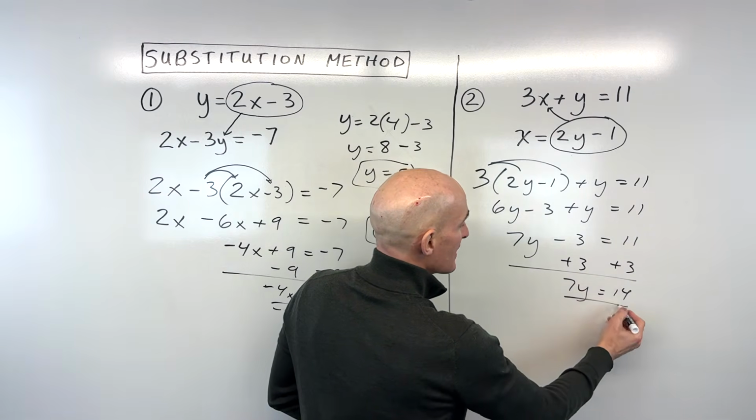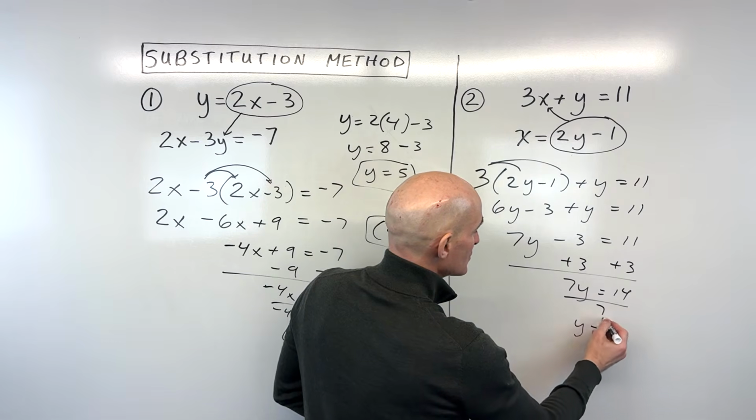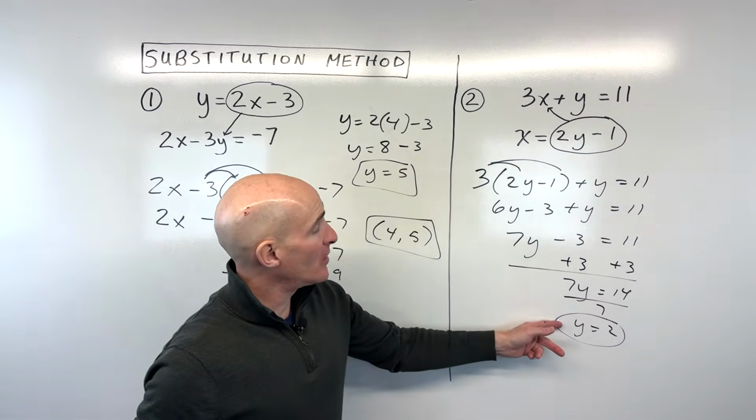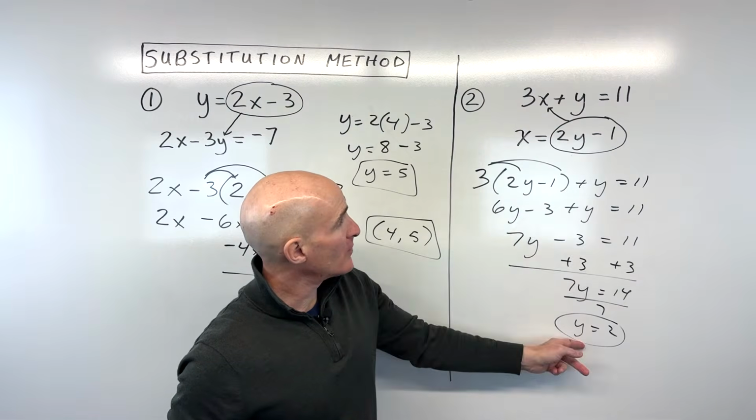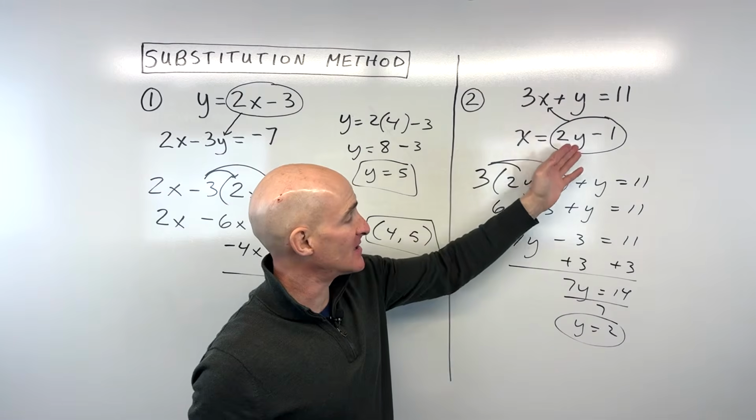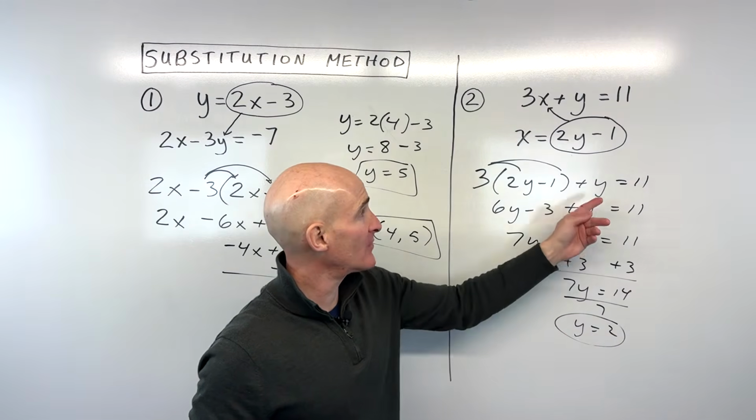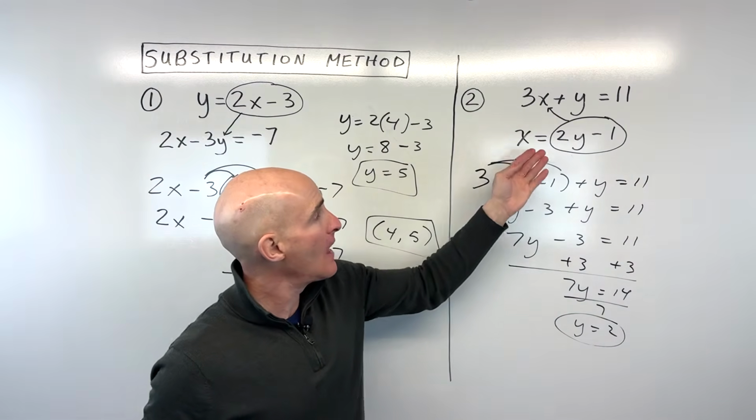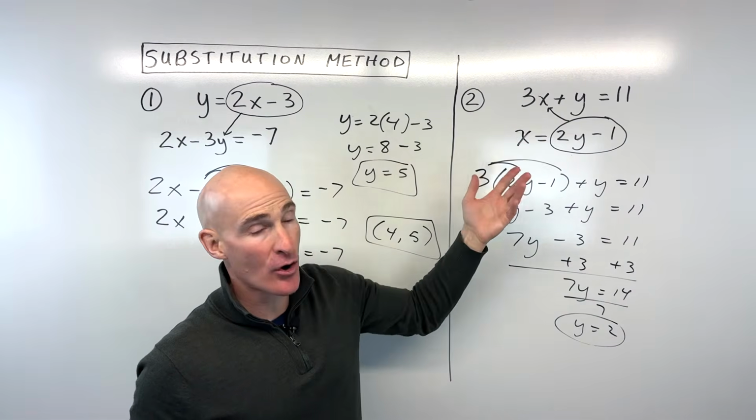Divide both sides by 7, and we get y equals 2. Now we can take that 2 and plug it back in for y here, or for y here. The mistake that students sometimes make is they put it in for x instead of y. We solve for y, so it's definitely got to go into the y variable.